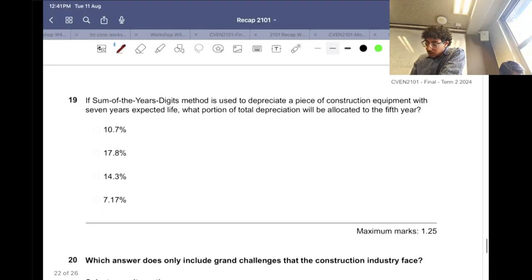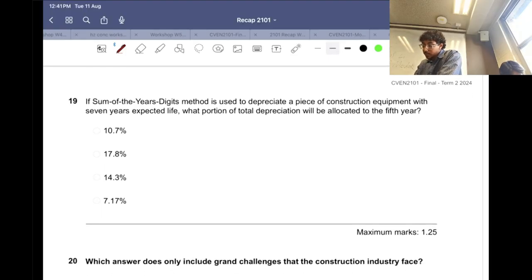Right. Question 19. So the sum of the years digits method is used to depreciate a piece of construction equipment with a 7 year expected life. What proportion of that total depreciation will be allocated to the fifth year? So purely calculation based. After using the sum of years digits, you'll come up at A, so 10.7%.